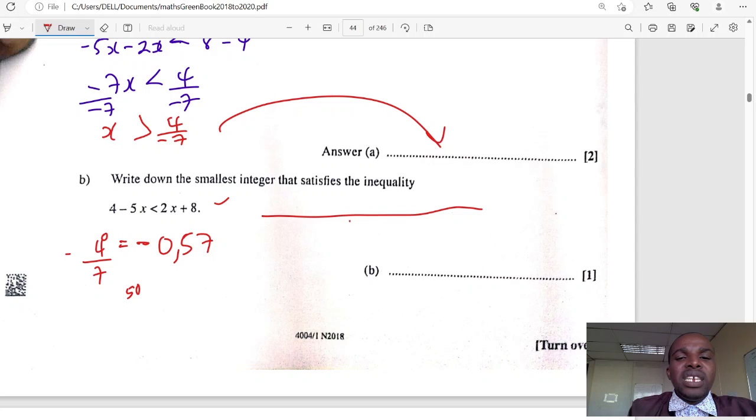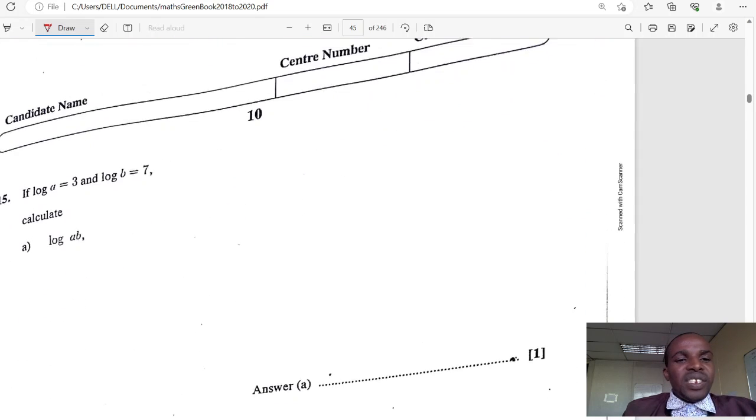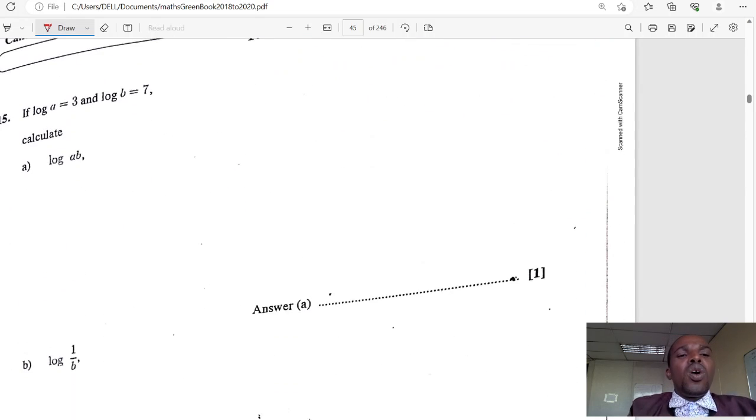If you have to, draw your number line. So negative 0.57 is between which numbers? It's between 0 and minus 1, like this, you can see. So the smallest number, since it's greater than, it means it starts at this point going this side. So the smallest integer is 0. Done. Next, 15. If log A is equal to 3, log B is equal to 7, calculate log AB.